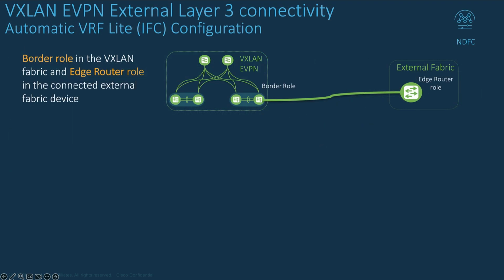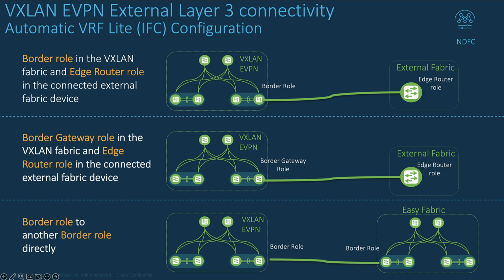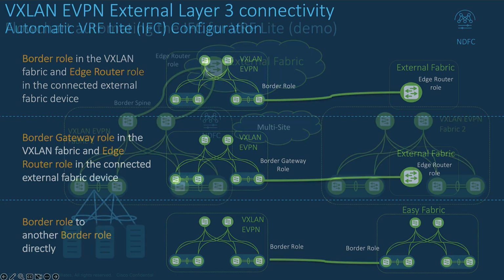And there are different design options you can use to establish the VRF-lite handoff, either from the border leaf node to an external edge router, or from a border gateway used for multi-site purposes, can also be used to extend the layer 3 network to an external edge router. And you can also automate the VRF-lite connectivity between two border leaf nodes to extend the segmented layer 3 networks between two VXLAN EVPN fabric.